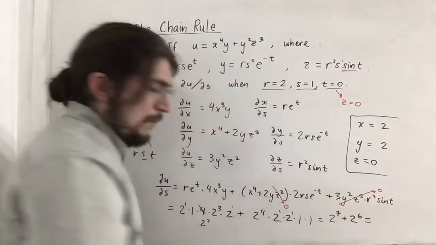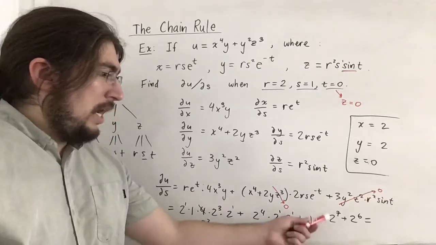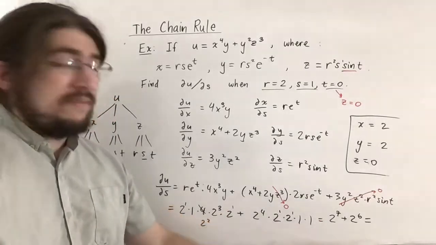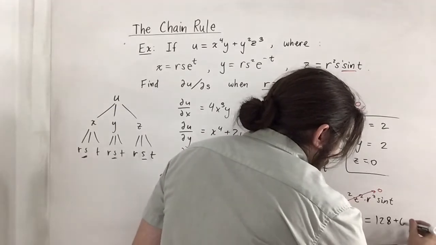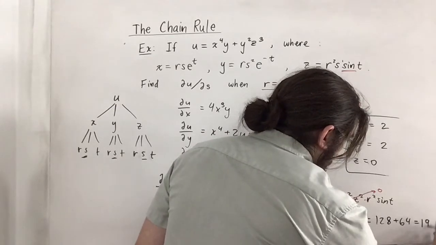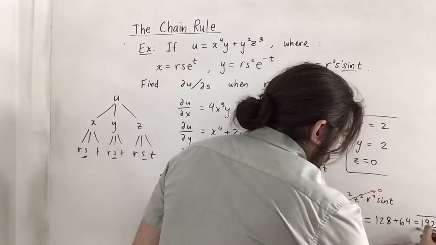And just because I'm a weirdo and I remember powers of 2, I know 2 to the 6th is 64, making 2 to the 7th double that, which is 128. So we end up getting 128 plus 64, which ends up being 192 in total. Awesome.